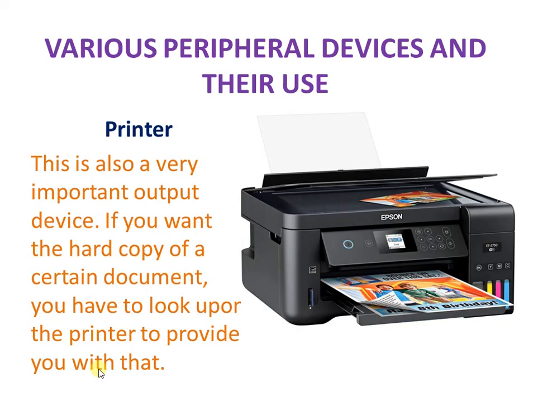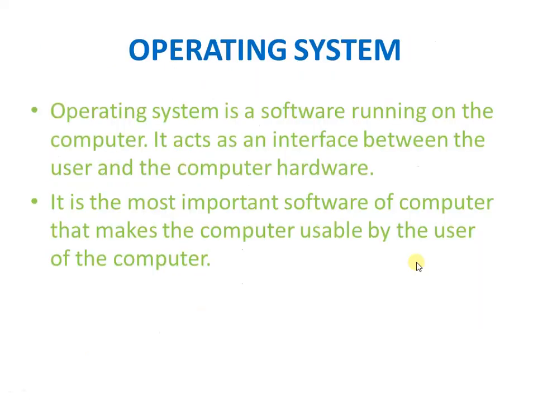Next one is the printer. You all know it is an output device. If you want the hard copy of a certain document, किसी भी document की hard copy चाहिए तो वो हमें printer की help से ही मिलेगी. So we have to look upon the printer to print the provided document we have. This is basically used to print the hard copy of the soft copy which we have inside the computer.